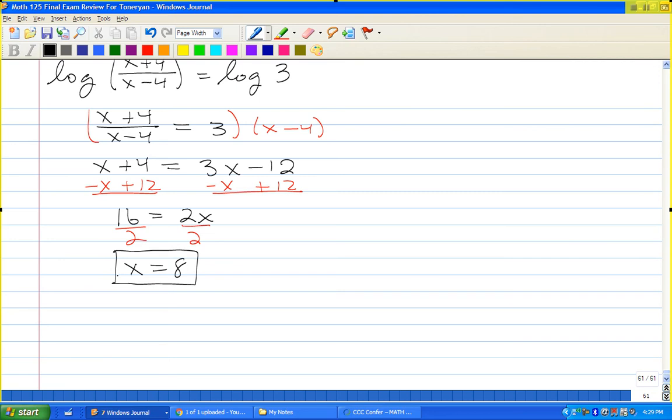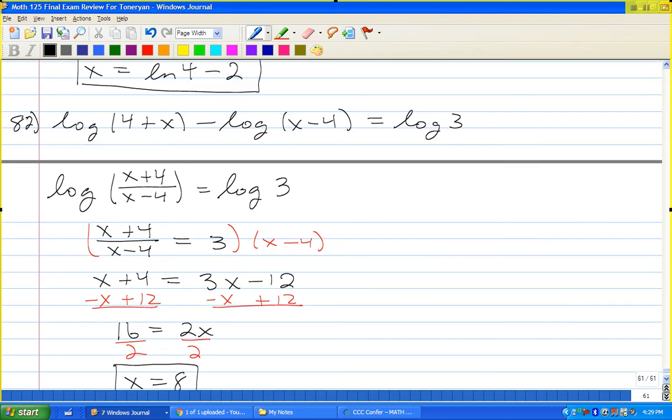Recall that you have to check that you are taking the logs of positive numbers. You don't want to take the log of a non-positive number. That will not be defined. So logs of non-positive numbers are not defined. Let me do problem number 83.